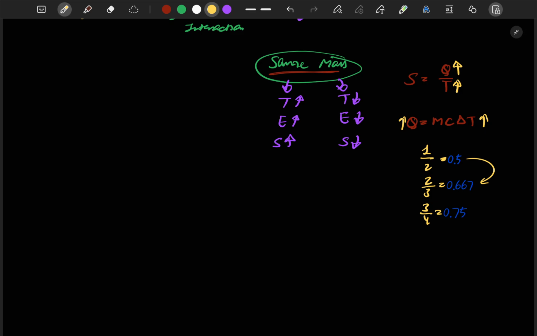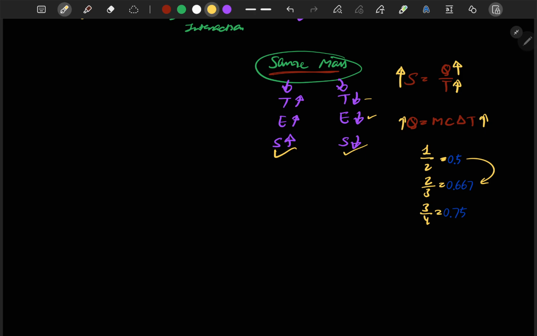So let's say we increase the temperature by 1 degree. We will increase Q by 1 unit, and similarly we will also increase T by 1 unit. So our entropy value will also increase. And in a similar way, if we decrease the value of T, our energy will decrease, and so will our entropy. I hope you understand this.